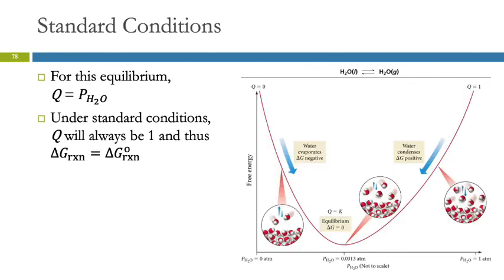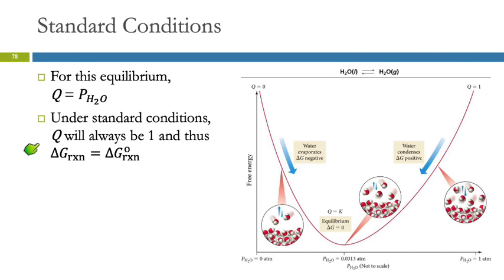So here we're looking at free energy versus pressure, partial pressure of water, not to scale. In this equilibrium, where we have liquid water and water vapor, Kp is equal to the vapor pressure of water divided by nothing, 1. Because this is a liquid, its concentration doesn't change, and so it doesn't show up in an equilibrium constant, it doesn't show up in Q either. So Q here is equal to the partial pressure of water.